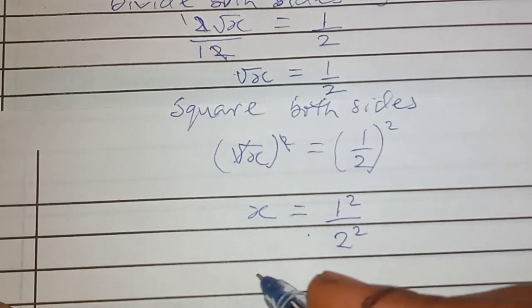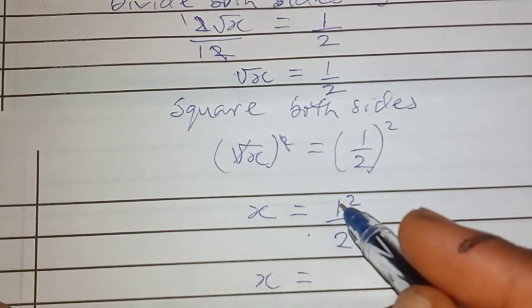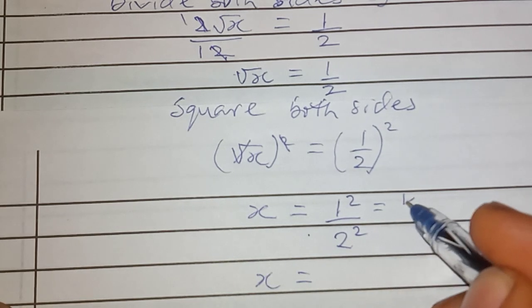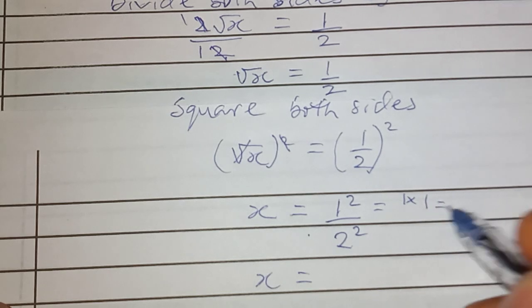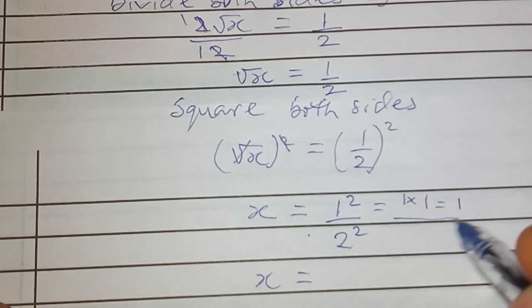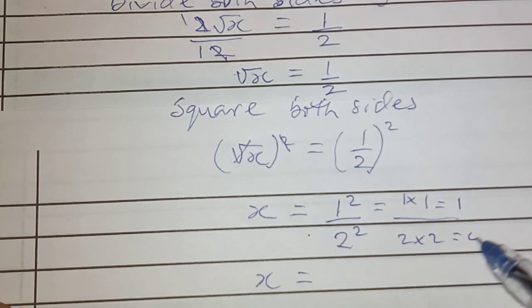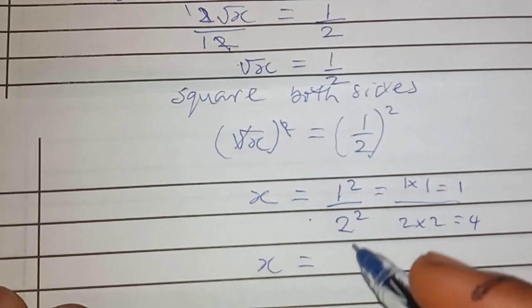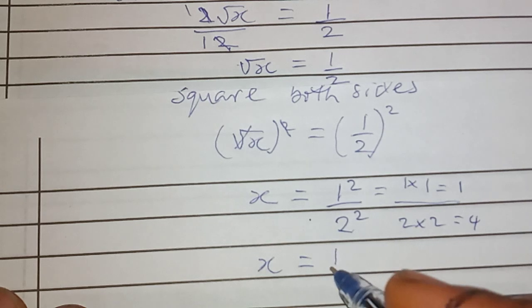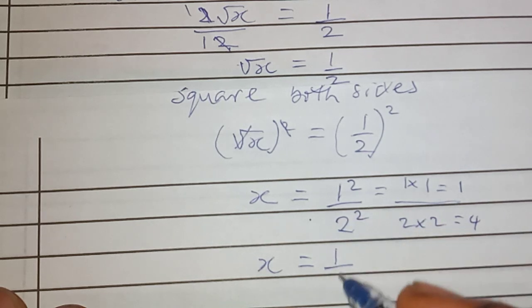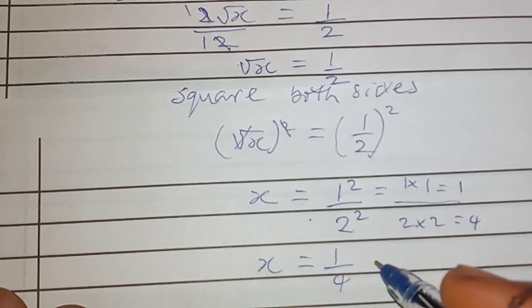So when we do that, we'll have x is equal to 1 squared, which means 1 times 1, which is equal to 1. And also 2 squared means 2 times 2, which is 4. So 1 squared is 1, all divided by 2 squared, which is 4. And that's the answer.